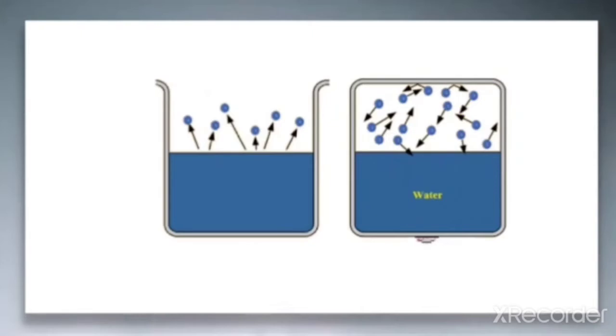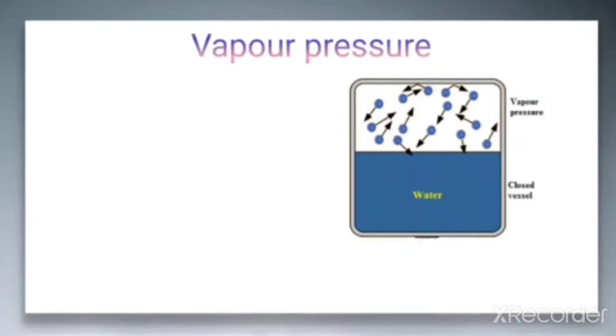The molecules which escape from the surface of the liquid get confined to a limited space above the liquid. These molecules move randomly in all directions. You can see the molecules move randomly in all directions and they collide with one another and also with the walls of the container. Because of this, the vapors exert a pressure. That pressure is called vapor pressure.